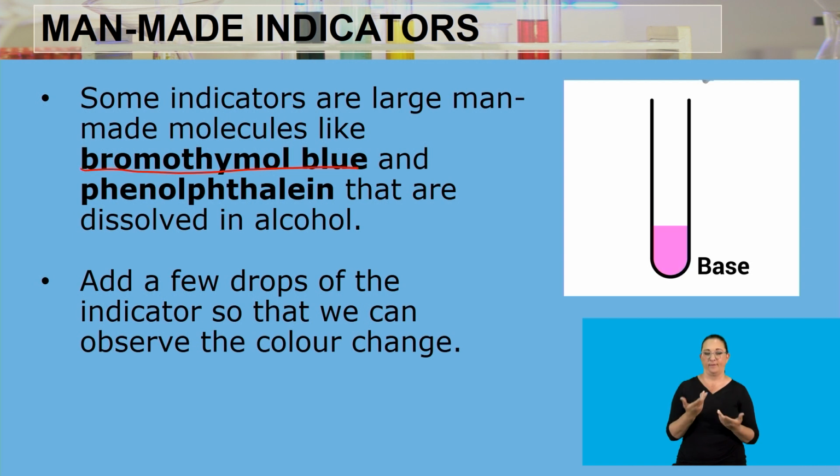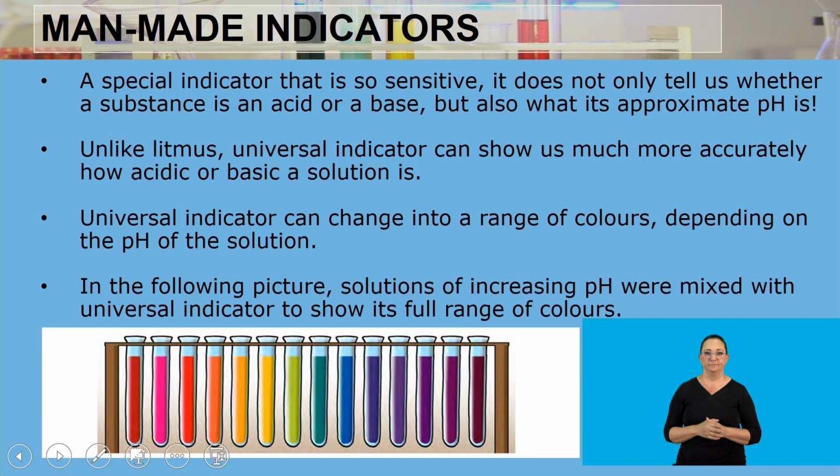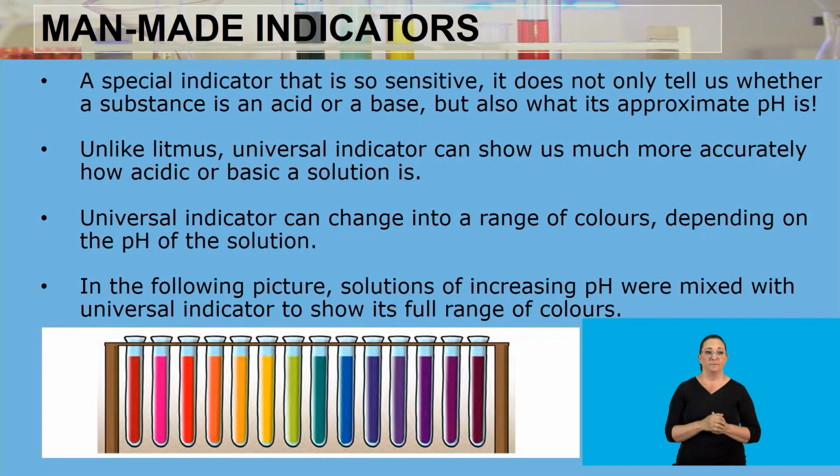The same thing happens. We just pour a few drops of either the bromothymol blue or the phenolphthalein onto the substance that we want to check, that we want to test. And then we are going to observe the color change after having poured the few drops of either the bromothymol blue or the phenolphthalein.